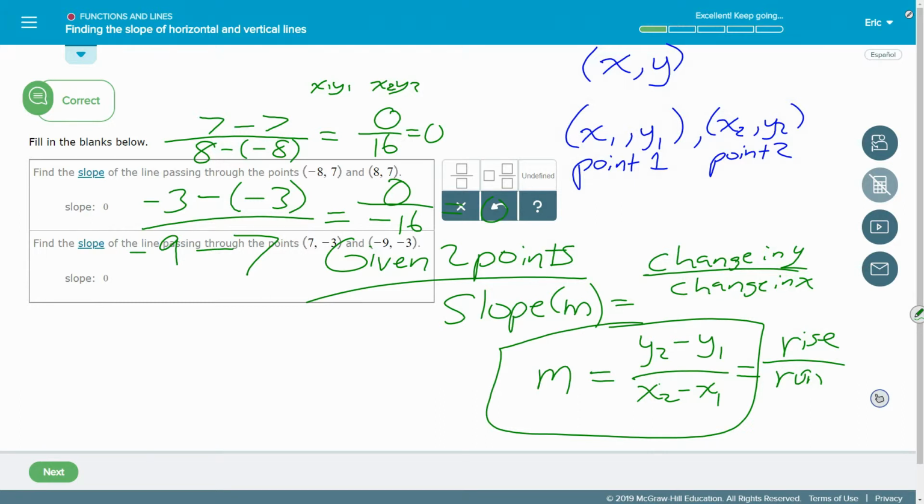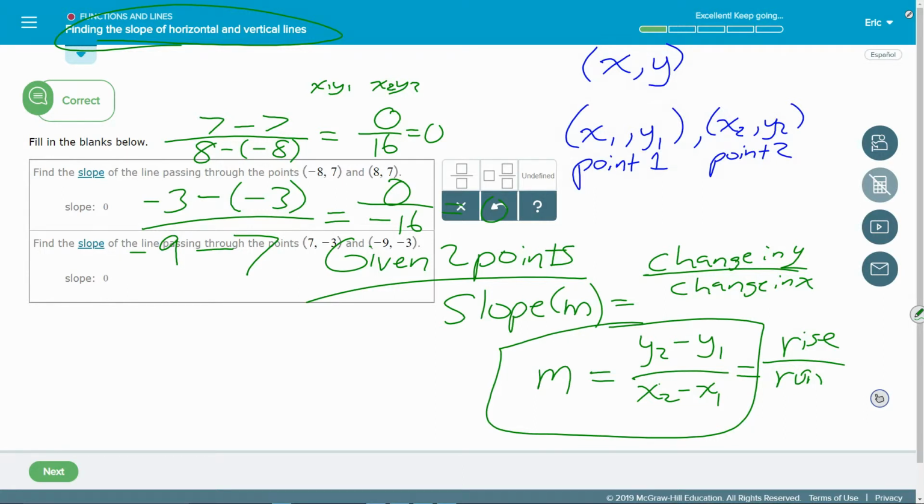All you gotta remember for any of these type of problems with 2 points is the slope formula is y2 minus y1 over x2 minus x1. Now that you know that, here's the cheat code. The topic is called finding the slope of horizontal and vertical lines.